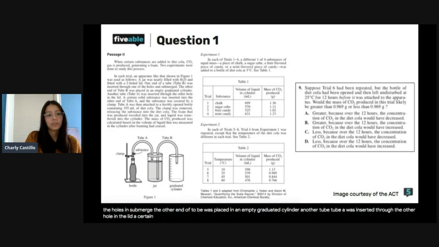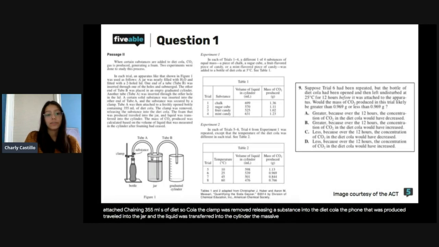A certain solid substance was inserted into the other end of tube A, and the substance was secured by a clamp. Tube A was then attached to a freshly opened bottle containing 355 mLs of Diet Cola. The clamp was removed, releasing a substance into the Diet Cola. The foam that was produced traveled into the jar, and the liquid was transferred into the cylinder.